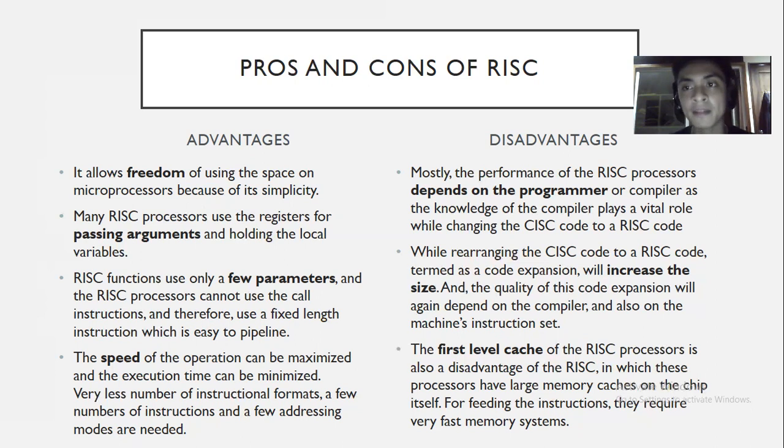For example, think about it. If you want to multiply two numbers in CISC, you just have to remember mult. However, if you want to multiply two numbers in RISC, you need to remember to load the two different data from the main memory, multiply, and then store the product. While rearranging the CISC code to a RISC code, this is termed code expansion. With code expansion, the code will be increased in size, and the quality of the code expansion will also depend on the compiler and on the machine's instruction set.